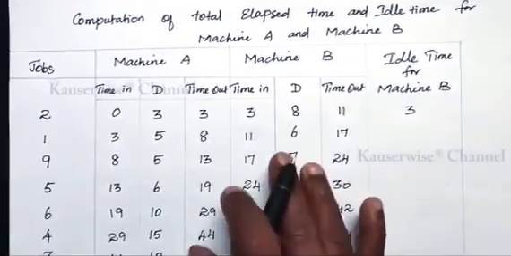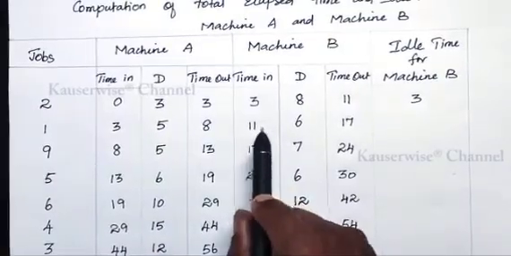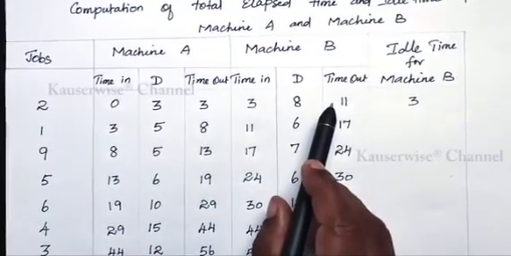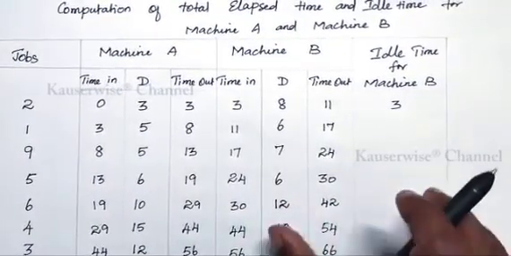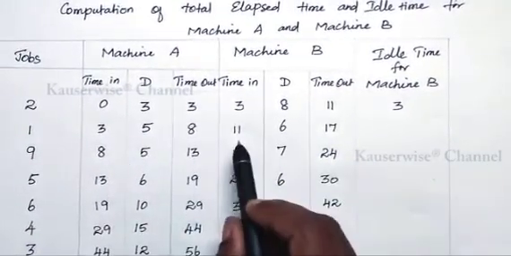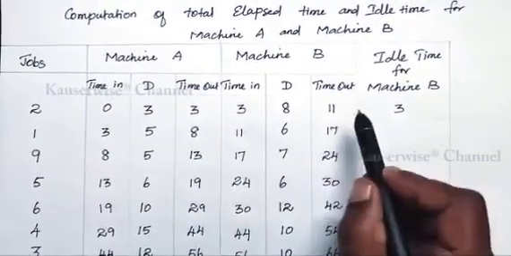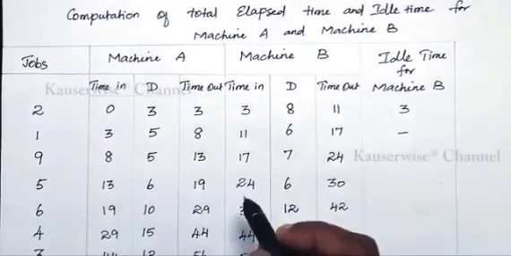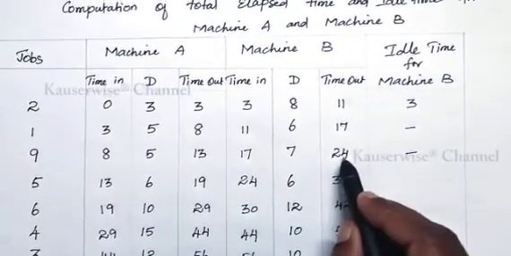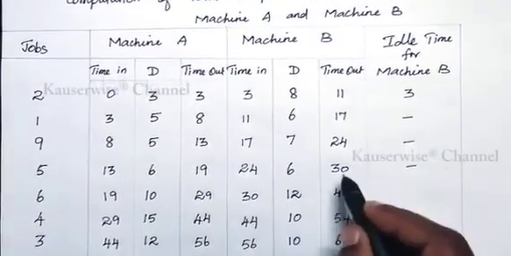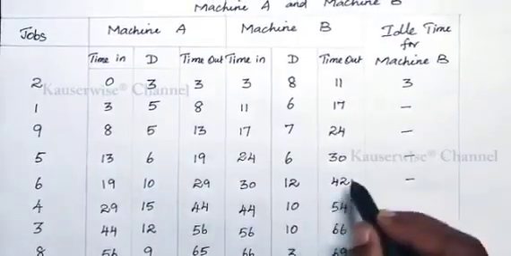Now for the next job, we need to compare the in time of the current job and the out time of the previous job on machine B. If there is any difference, that is the idle time. For the next job, in time is 11, out time for the previous job is 11. So no difference, so no idle time. Next one, 17, 17, no difference. Then 24, 24, no difference. 30, 30, no difference. Then 44, 42, so there is a difference.